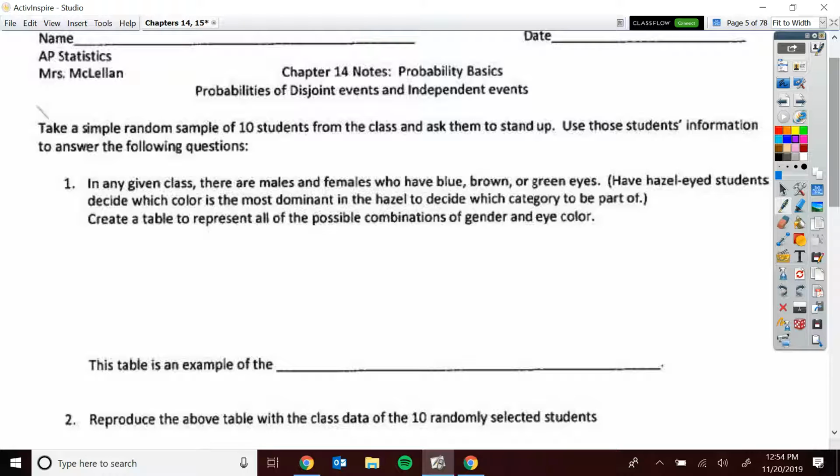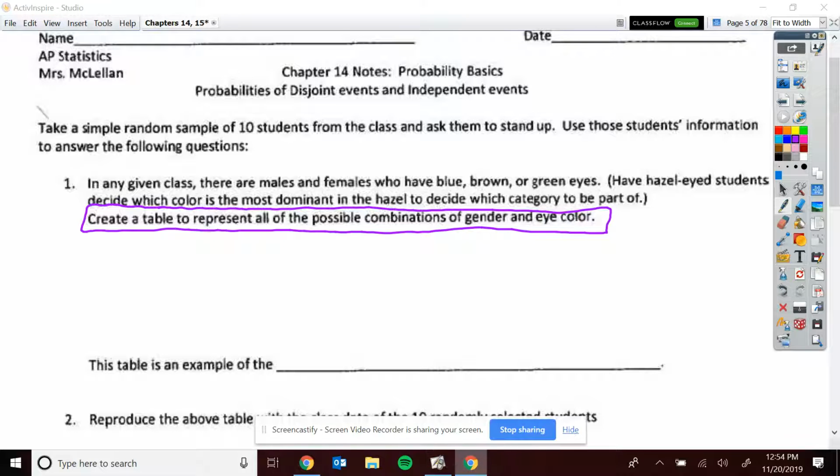But while I'm getting those 10 students' names, I want you to, in this space, create a table of how we would organize this data. Once I get their information, I'll get if they are male or female, and then if they have blue, brown, or green eyes. If you have hazel, then pick which one of those eye colors you are most closely associated with. While you make that table, let me get my 10 people.